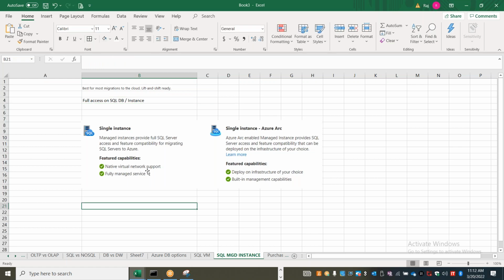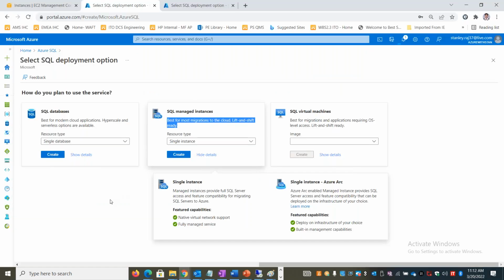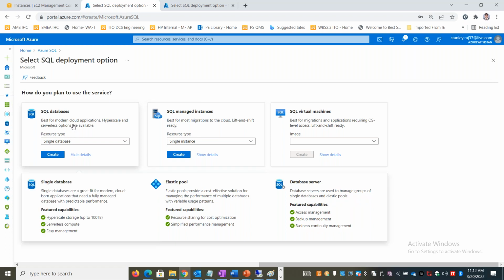Okay, so you will get a separate virtual network, you will get a fully managed option, and you will have control on the SQL. But if you want to outsource the complete management of your OS and databases, and you just want to make sure you have connectivity and a connection to the database, then you can just go for SQL databases.